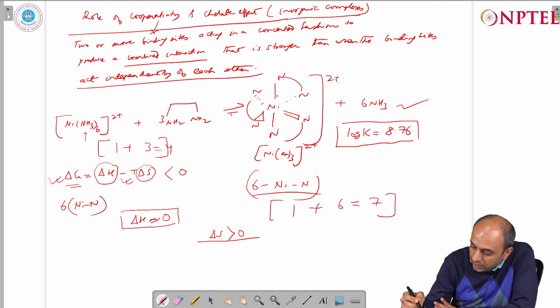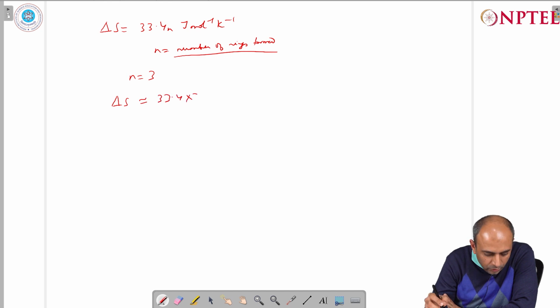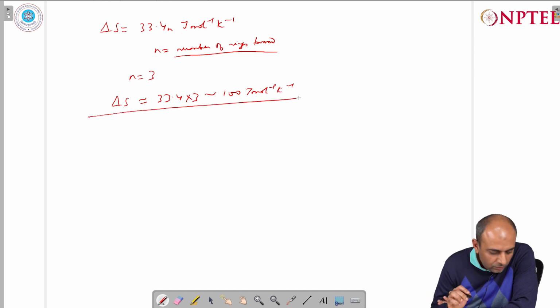It is the effect of chelation of the ethylene diamine ligands that confers exceptional stability to this, and the more the number of rings that are formed, the more the entropy change associated with the process, and the number of rings formed here are 3. So, the overall entropy change is approximately 33.4 into 3, that is approximately 100 joule mole inverse Kelvin inverse.